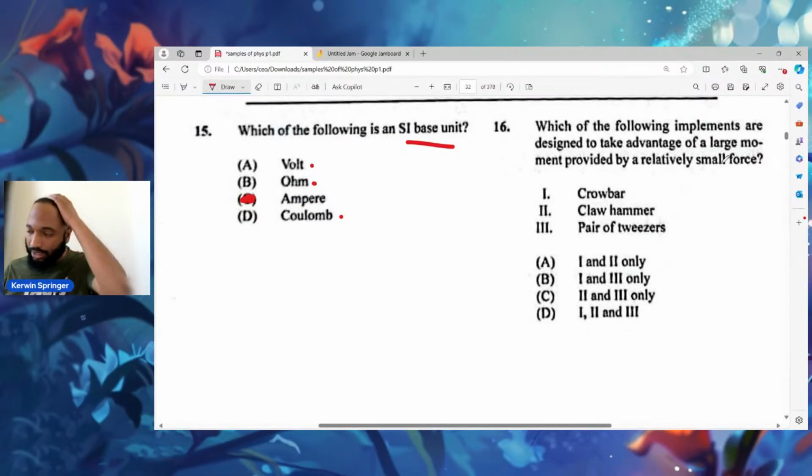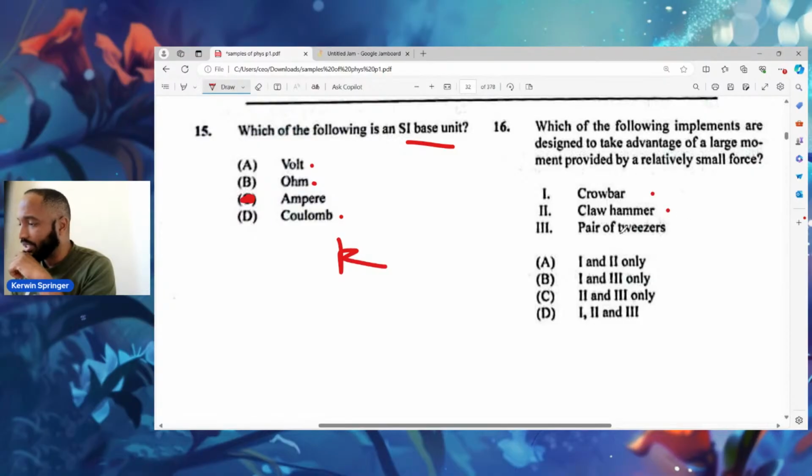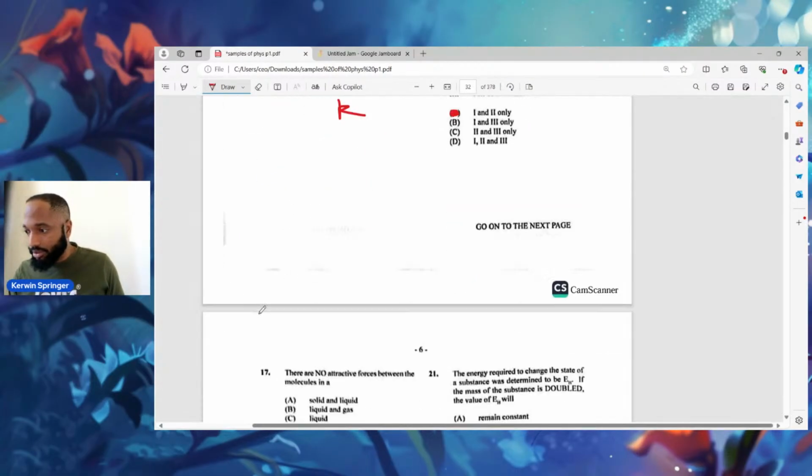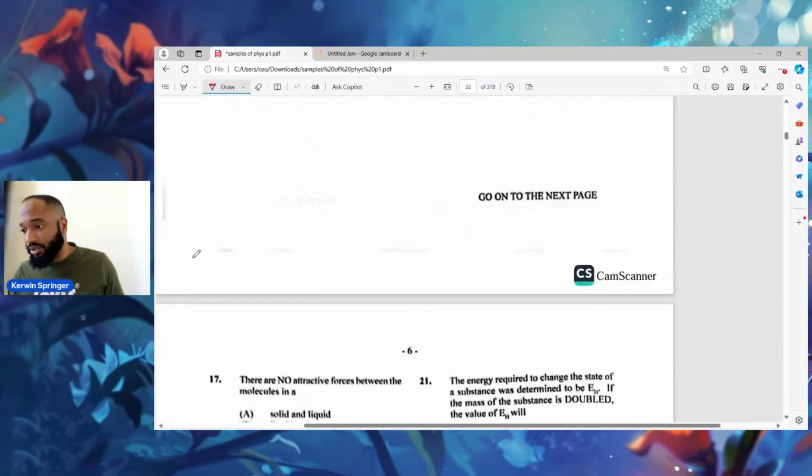Which of the following implements are designed to take advantage of a large moment provided by a relatively small force? This is a repeated thing. 1 and 2, not the tweezers. I mentioned this during the full physics revision for those of you who were there. Answer is A for this one. Let's call them the first, second, third lever. In this one, the pivot is in between the force and the load.